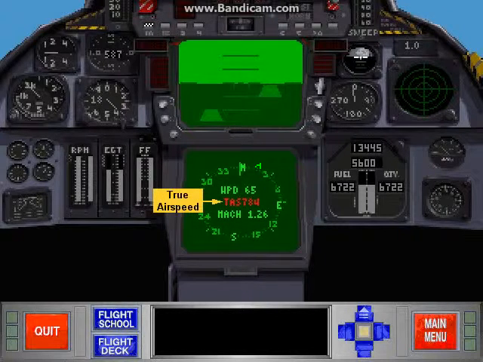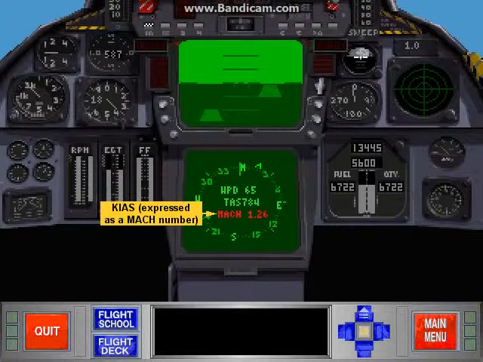This measurement is distinct from knots-indicated airspeed, or KIAS. TAS is affected by air density and temperature. At higher altitudes, the air becomes less dense, reducing drag on your aircraft. As a result of this reduced drag, your TAS increases as you climb, even as you maintain constant KIAS. KIAS is shown on the third line of the HSD as a Mach number. Mach numbers express velocity in relation to the speed of sound. An HSD that reads Mach 2 means that the aircraft is traveling at twice the speed of sound.